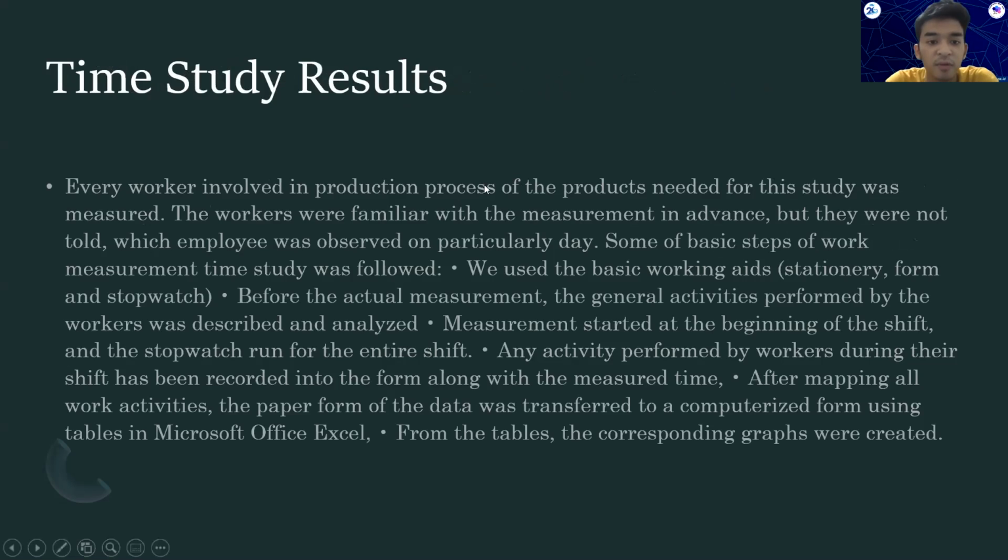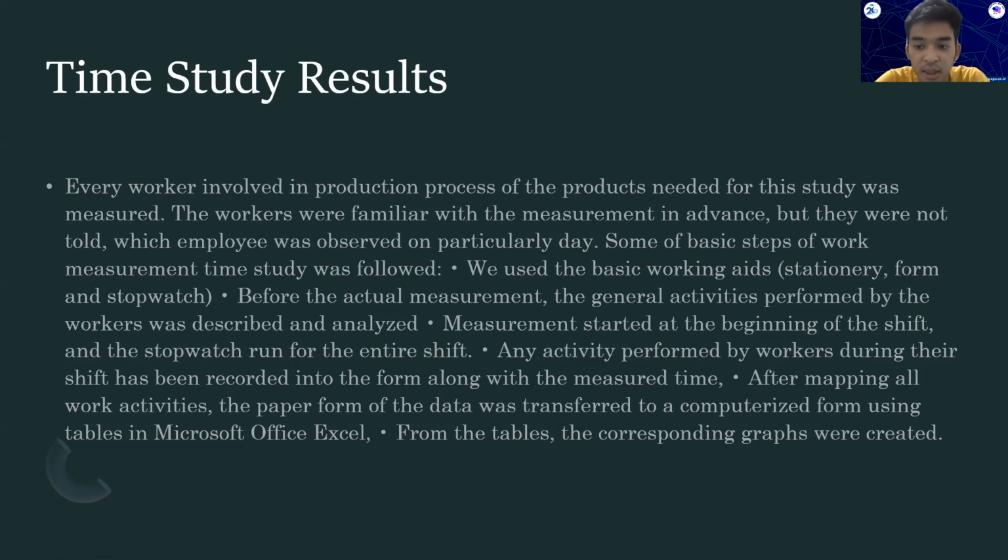Every worker involved in the production process of the products needed for the study was measured. The workers were familiarized with the measurement in advance, but they were not told which employee was observed on a particular day. Some of the basic steps of work measurement time study were followed. We used the basic working aids, a stationary form and a stopwatch, before the actual measurement. The general activities performed by the workers were described and analyzed.